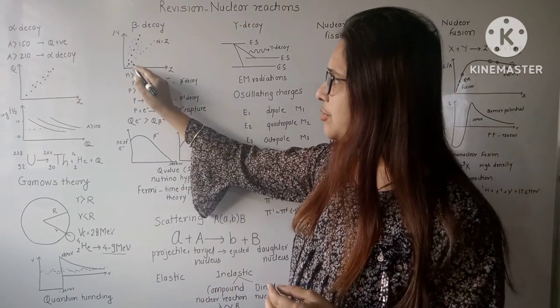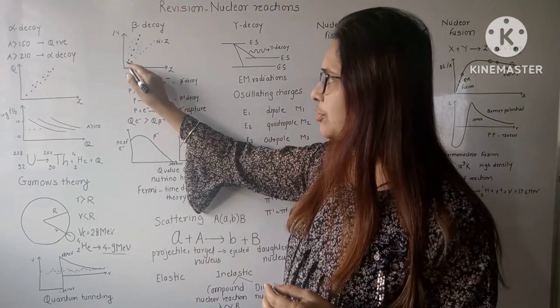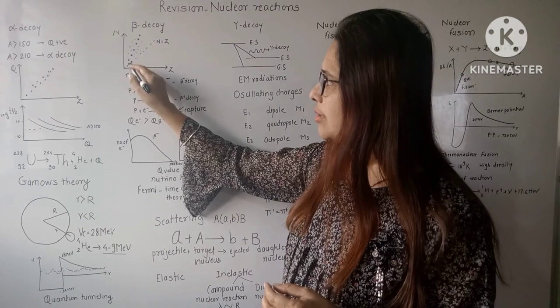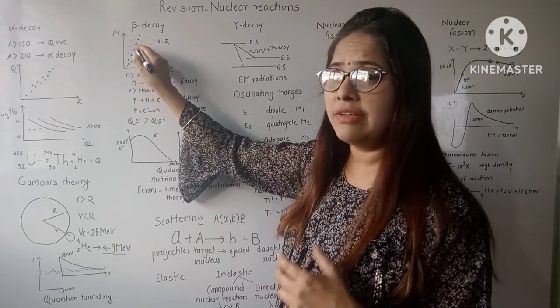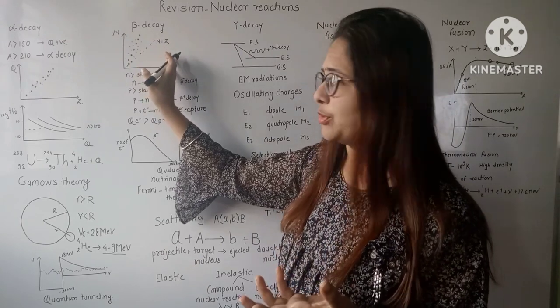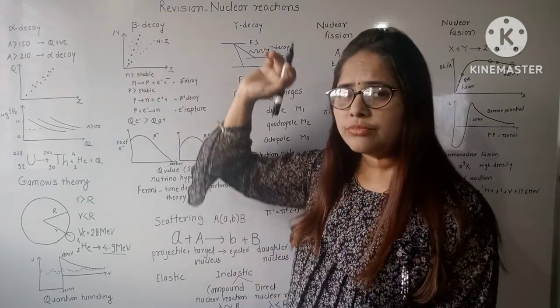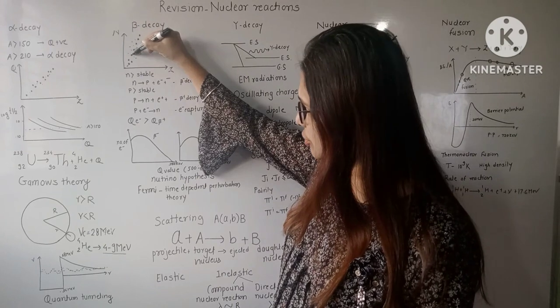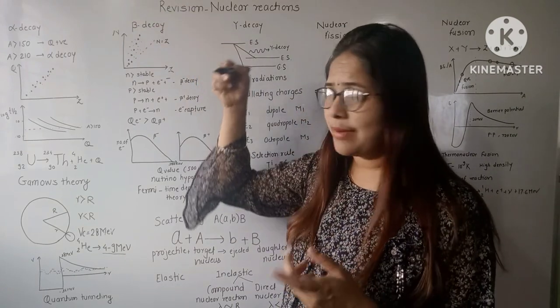So for the lighter nuclei, the number of protons and the number of neutrons is the same. But when you go to the heavier elements, the number of neutrons goes on increasing relative to the number of protons. Still, this dot represents the stable nuclei.